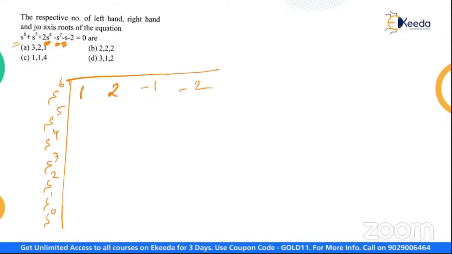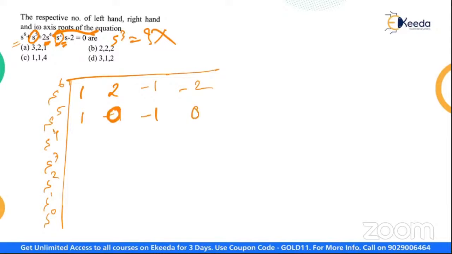Now, the next one. Remaining ones, please take them down. This one, s to the power 5. Coefficient of s to the power 5 is 1. Then coefficient of s squared is minus 1. Coefficient of s cube is going to be 0, because s cube is not available. That is the reason here it will be 0. Then after that, what is the coefficient of s? Minus 1. And then you are having 0.